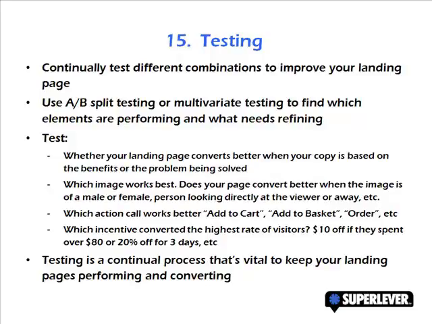See which action button or call works the best. Add to cart, add to basket, order, get, purchase, etc. And also see which incentive converted the highest rate of visitors. For example, $10 off if they spent over $80 or 20% off for 3 days. You can see which one works best so you can use that in future. Testing is a constant process, but I can't emphasize enough how vital it is to keep your landing pages performing and converting more and more.